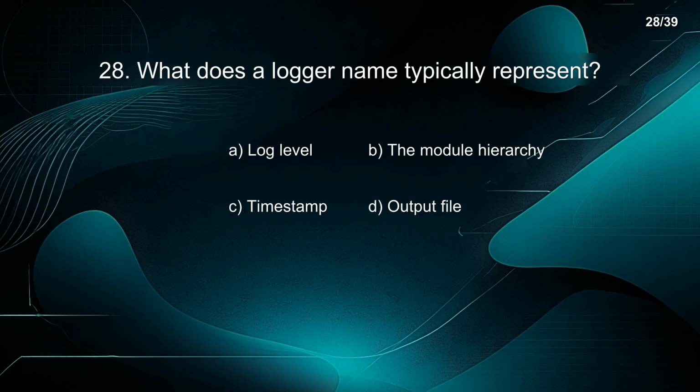28th question. What does a logger name typically represent? A. Log level. B. The module hierarchy. C. Timestamp. D. Output file. Correct answer is B. The module hierarchy.